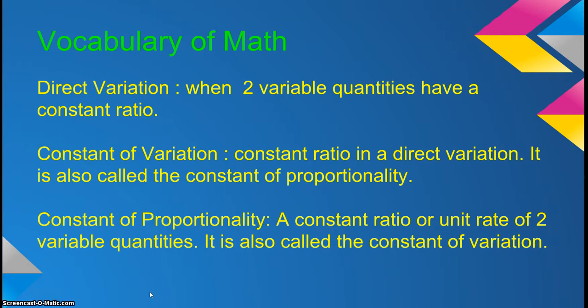Constant of proportionality: a constant ratio or unit rate of two variable quantities. It is also called the constant of variation.